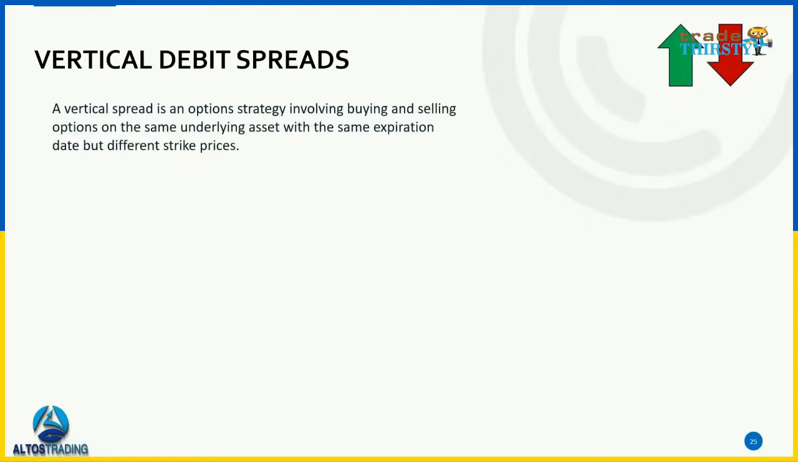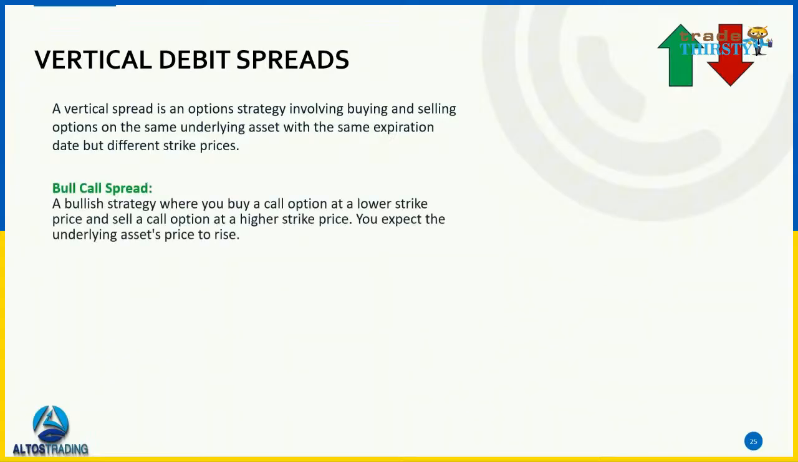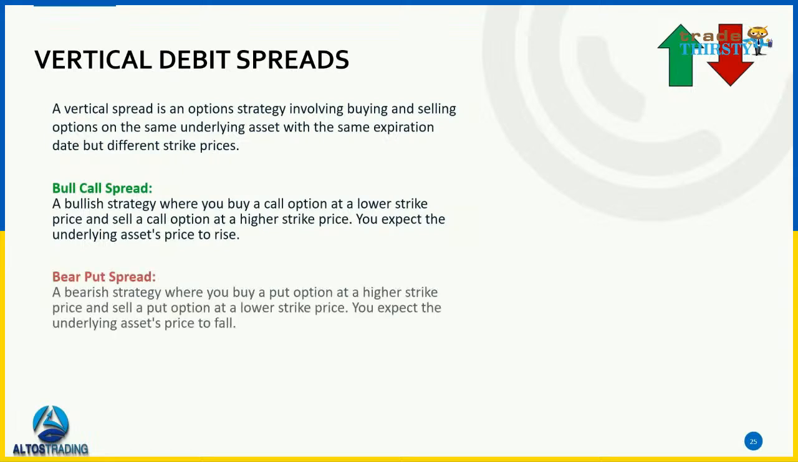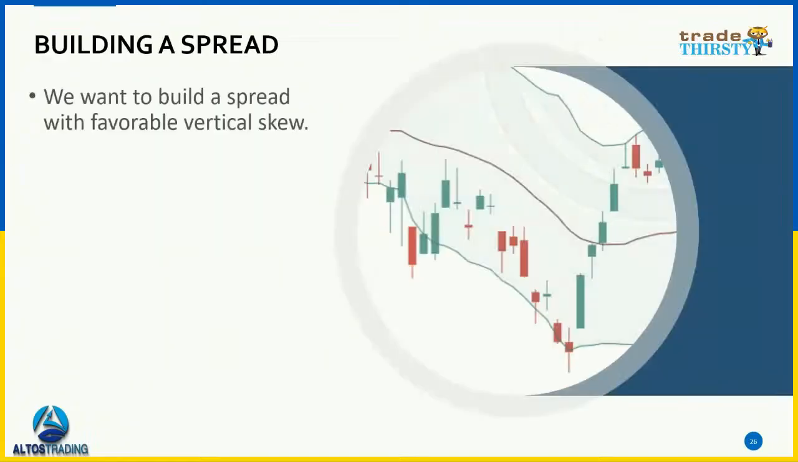Let's start with debit spreads, which is an option strategy involving buying and selling options on the same underlying asset, same expiration, but different strike prices. So it's a directional strategy. You can be bullish or bearish. So a bull call spread, right? You expect the stock to go up. You buy a call option at a lower strike, sell a call option at a higher strike. Bear put spread, right? You think the stock's going to go down. You buy a put option at a higher strike, sell a put option at a lower strike. All right, these are defined risk trades, and this is what they look like. But we'll look at some examples.